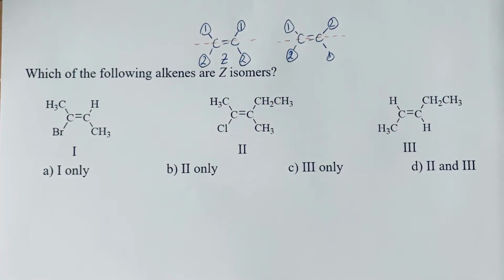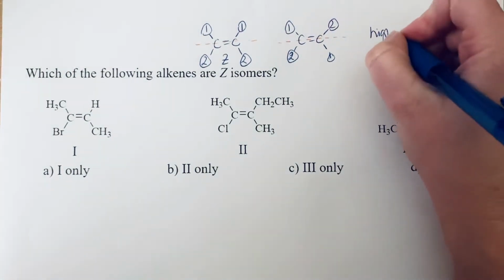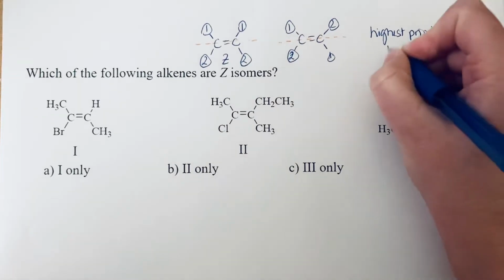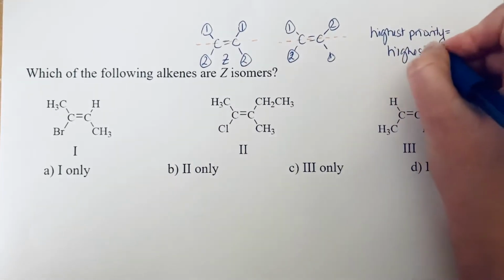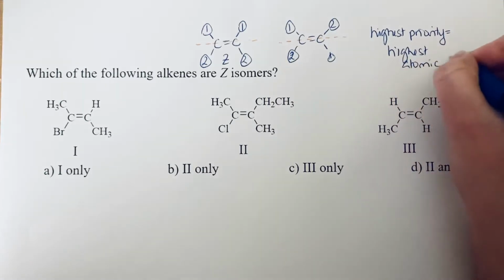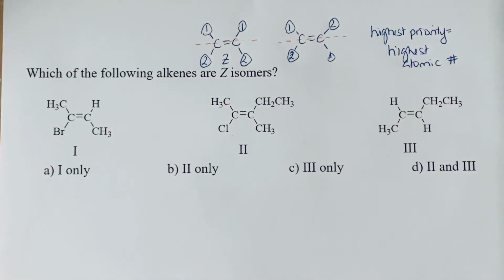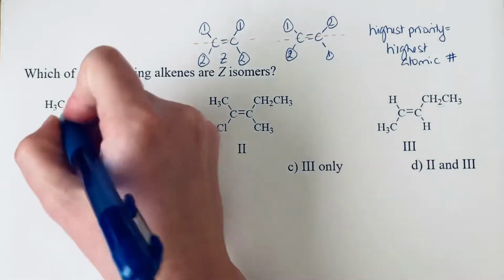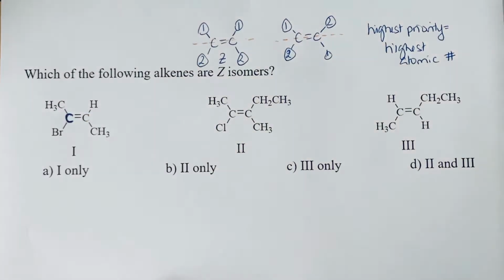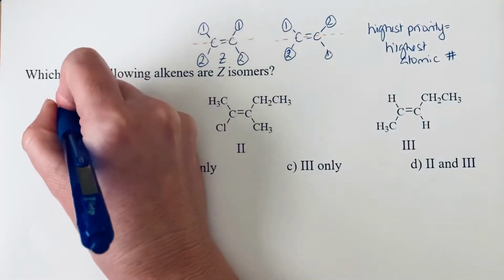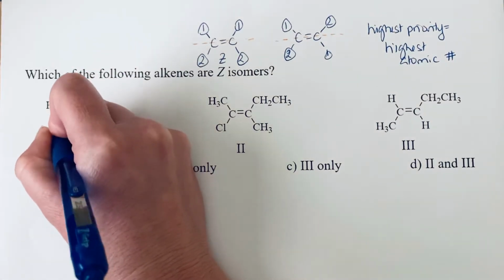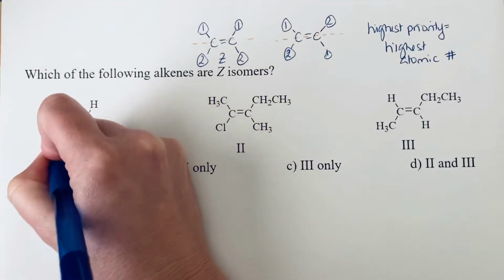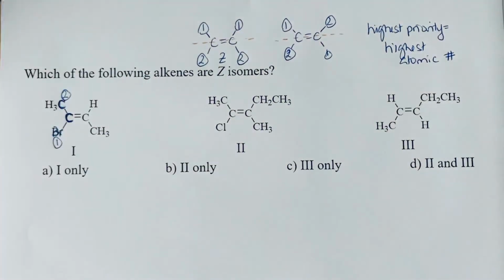The highest priority groups go to the atoms with the highest atomic number. So highest priority is equal to the highest atomic number. What we're going to do is look at each carbon atom of the alkene individually. If we're looking at this first carbon atom, we look at the two things bound to it. We have a carbon, and we go directly to the next atom, and we have a bromine. Since the bromine has the higher atomic number, that would be priority 1, and the carbon group on the other side would be priority 2.